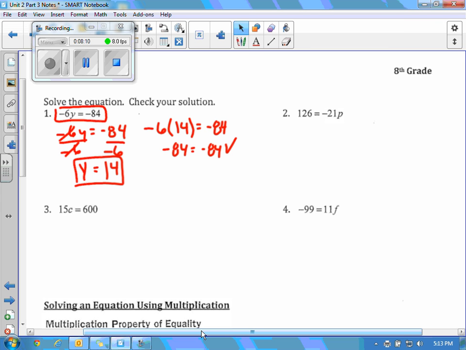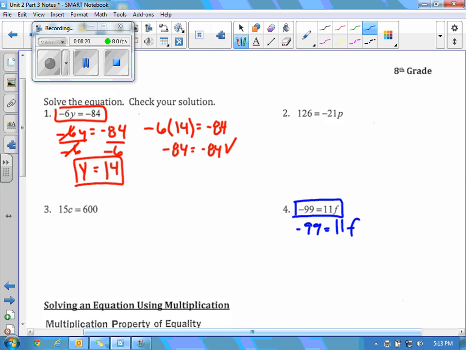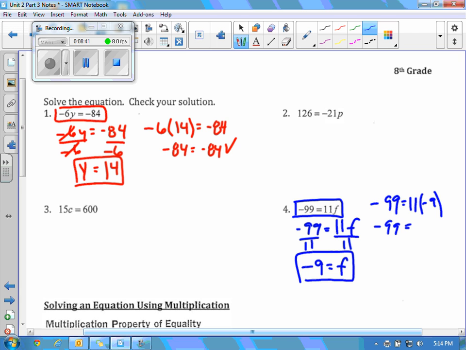Alright, I'm going to let you guys do 2 and 3. I'm actually going to come down here into number 4. So I box it. I rewrite it, negative 99 equals 11f. I go to the right side because that's where my variable is. I'm multiplying 11 times f, so I need to divide by 11. So negative 99 divided by positive 11 is going to give me negative 9 equals f. Now I plug in to double check, so negative 99 equals 11 times negative 9. So I get negative 99 equals negative 99, so I know I'm good there.